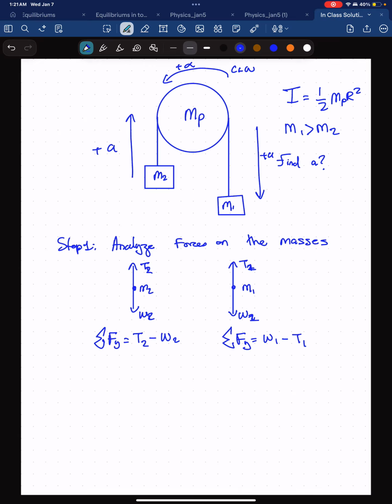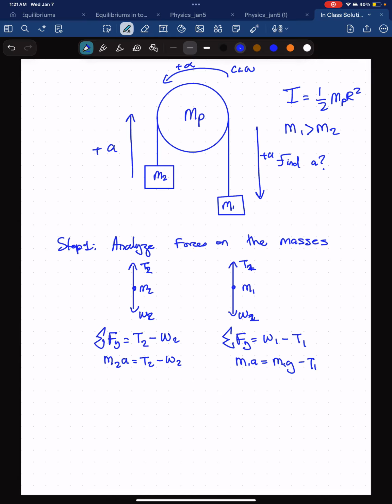So now I can plug in Newton's second law. I have F equals ma. So this is going to be M2a equals T2 minus weight 2. And then this is going to be M1a, which is going to be M1g minus T1. Right? So now I know the forces acting on my system are the tensions.